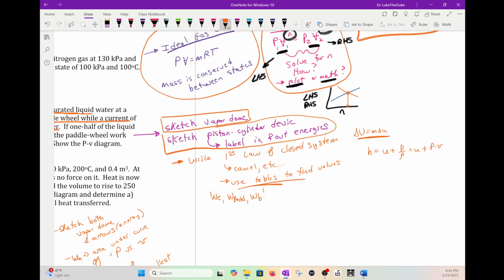You might have to find values on the table, which is why you draw the vapor dome, to figure out where you are. Are you a saturated mixture? Are you a saturated liquid? Are you a superheat? Okay.